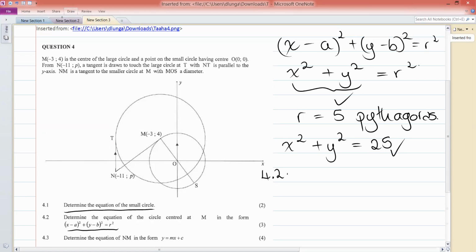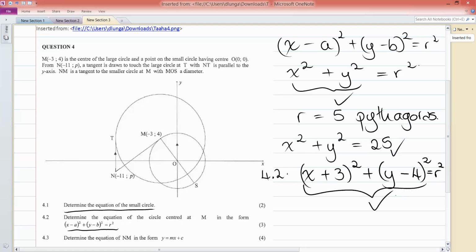So using the same formula, x minus 3 gives you positive. So you'll have x plus 3 squared there, plus your y minus 4, because they've given us the center, squared. All we now need to work out is the radius. Okay, so again, same thing. You get a mark for figuring out this first part here. Now, the other 2 marks come from working out what r is.